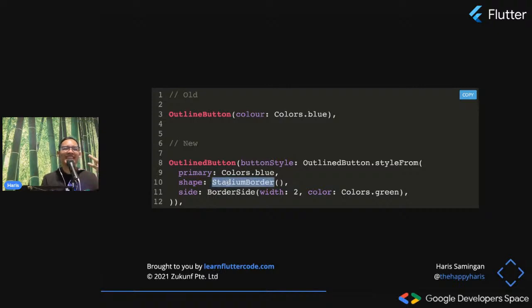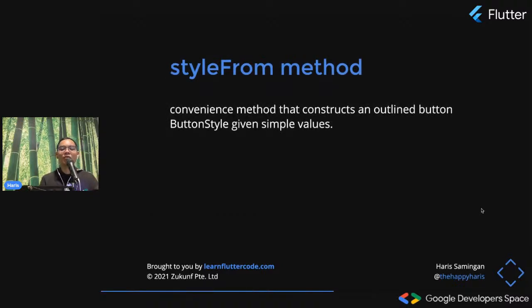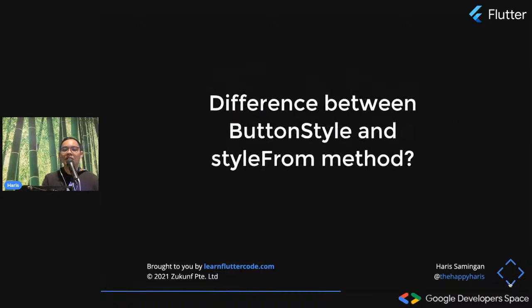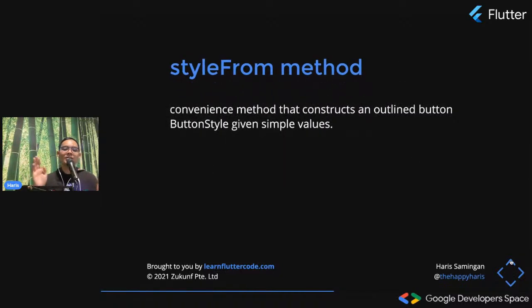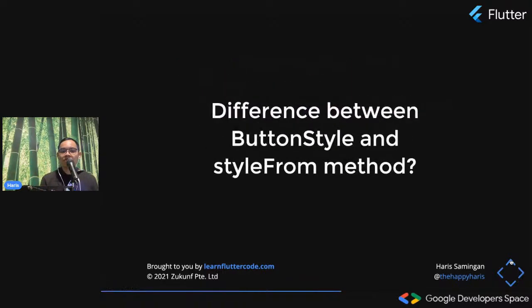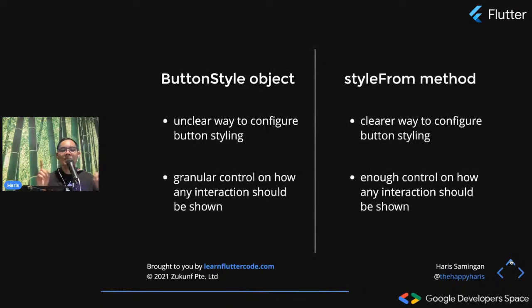So stadium border is like a pill type of shape, and then the side you can put in a border side as well. So styleFrom method, it's a convenience method that constructs an outline button from the button style given simple values. So this styleFrom can be used in other buttons. Text button has its own styleFrom, and elevated button has its own styleFrom method as well.